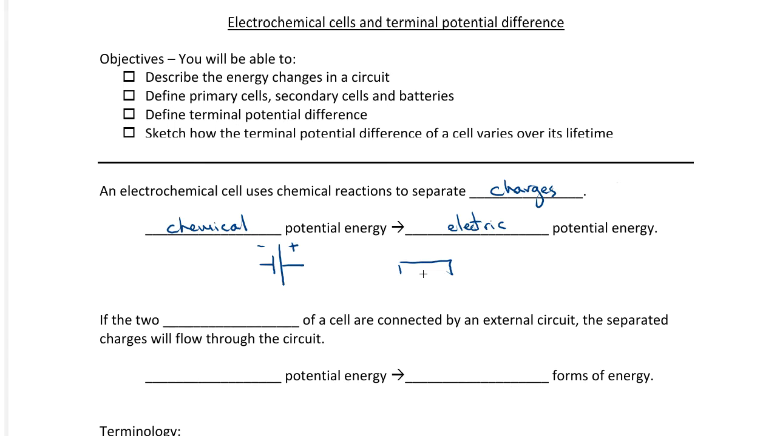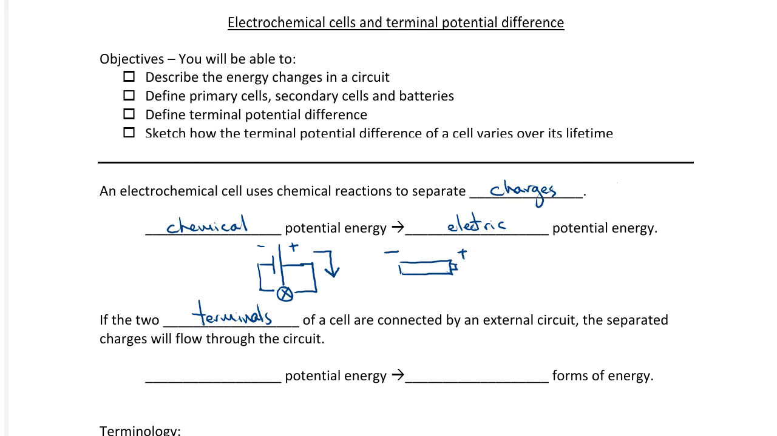And what you might be used to thinking of as a battery in everyday life, let's say a AA battery, is actually a cell, and here is the positive terminal and here's the negative terminal. Now we know that if we take the two terminals of a cell and connect them by an external circuit, so here's a circuit going through a bulb like that, then the separated charges will flow through the circuit. If we're talking about conventional current, they'll flow in that way.